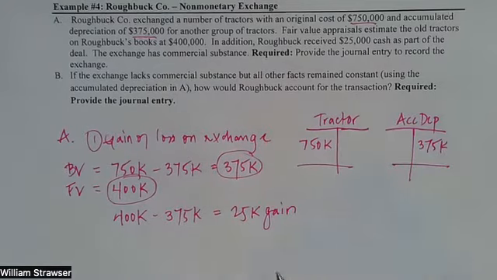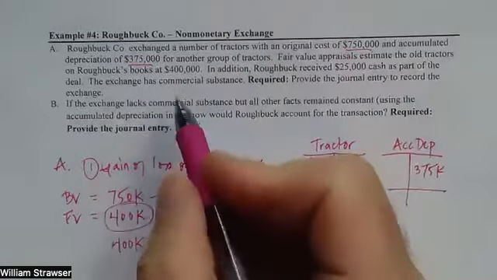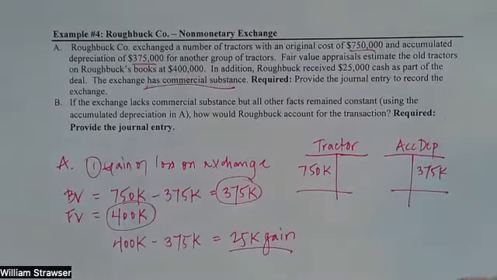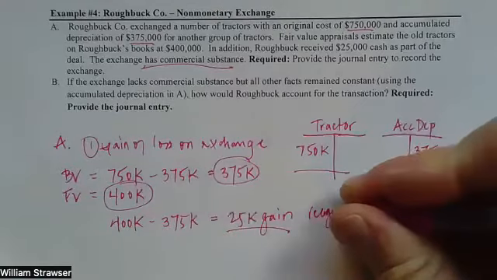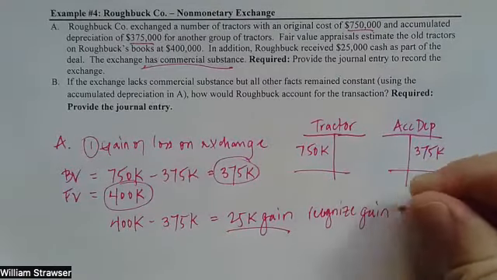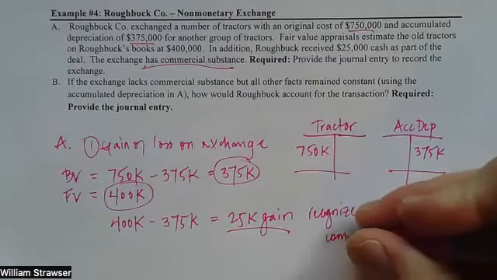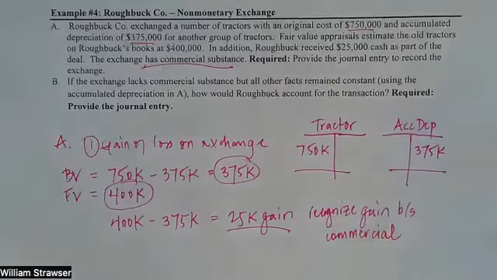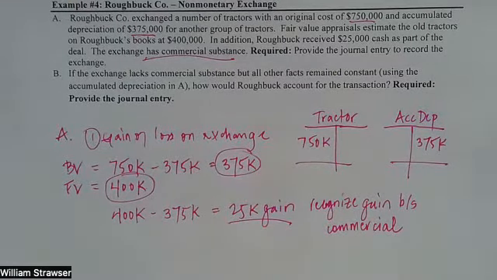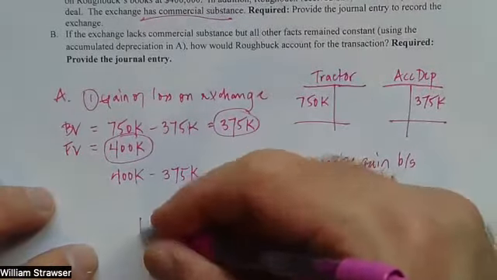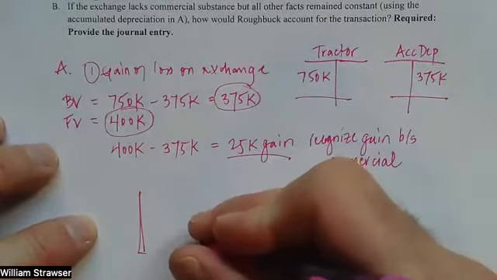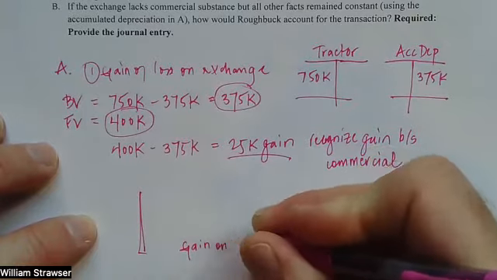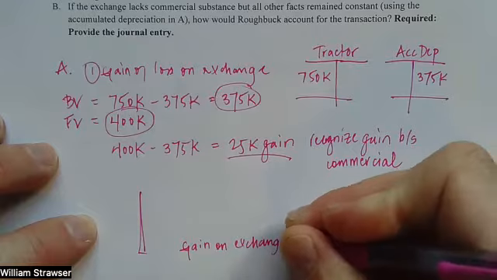All right, so we know we have a gain. We also have commercial substance. So since we have commercial substance, we can recognize the gain because of the commercial substance. So that makes that part of it easier. We'll look at the second part where it doesn't. I just changed that one aspect and how we have to think through it a little bit more. So I start by making my journal entry. I definitely have a gain on exchange, and I know I can recognize it and put it in because I have that commercial substance.